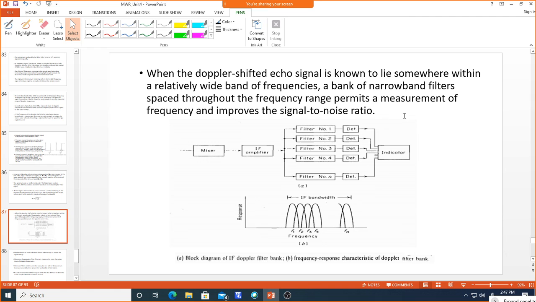This will permit the measurement of frequency in the wide frequency range, and it will also improve the signal to noise ratio. Because each filter is designed as a narrow band filter, the maximum noise is reduced and the signal to noise ratio is increased. So we can use filter banks to improve the signal to noise ratio and widen the frequency range.